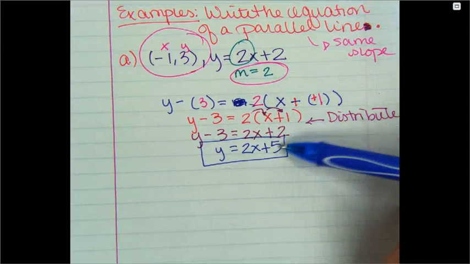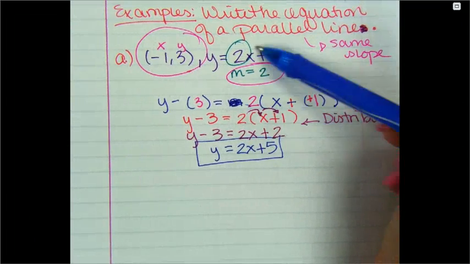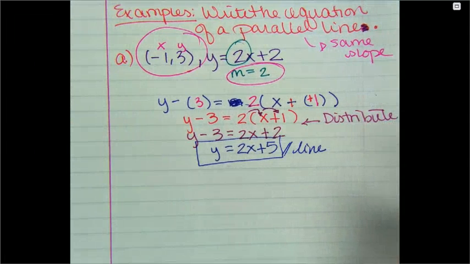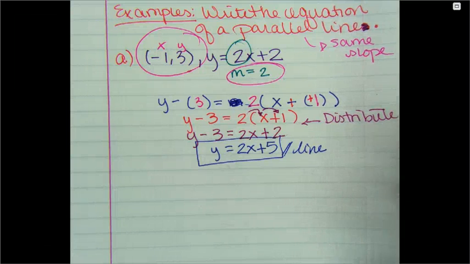Doesn't matter what my y-intercept is. It matters what my slope is. As long as the slopes are the same, I found my parallel line. Do you understand? Today is all parallel. Tomorrow is perpendicular. We good? Okay, let's do it again.